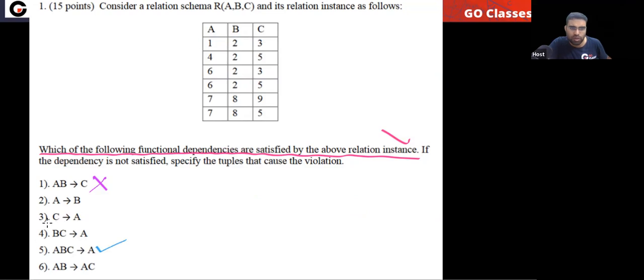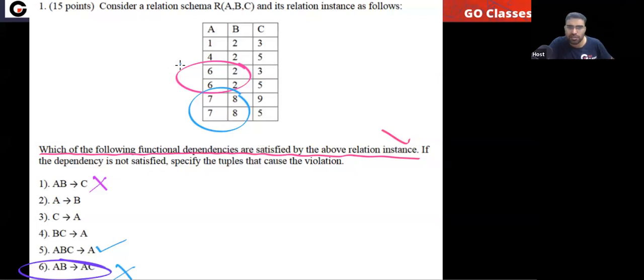What about AB determining AC? Whenever the AB value is the same, can I say the AC value is the same? No. The remaining you can check.